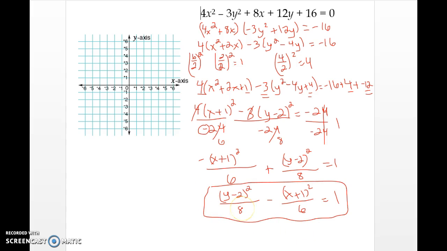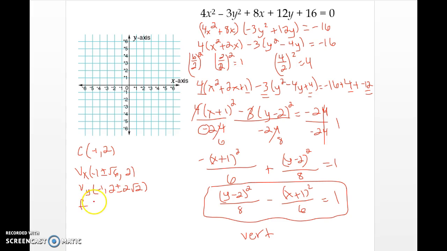Because your y is in front, it's vertical, because your y is positive, your center is then negative 1, positive 2. Your v sub x is negative 1 plus or minus the square root of 6, because that's the x denominator, comma 2. Your v sub y is negative 1, comma 2 plus or minus the square root of 8, which we can reduce to 2 root 2, because 8 is the denominator of y.